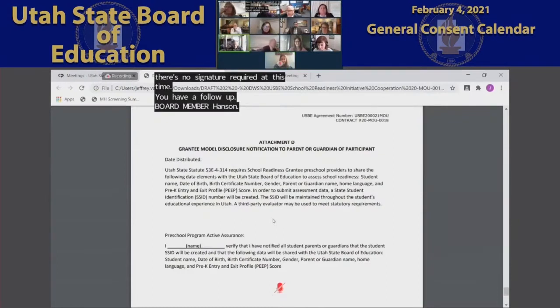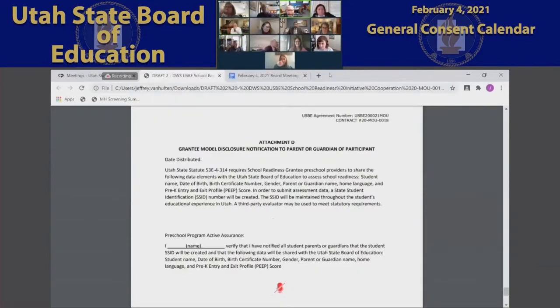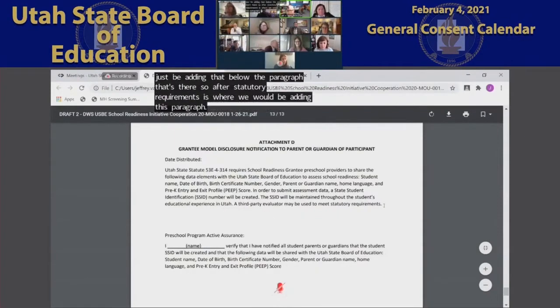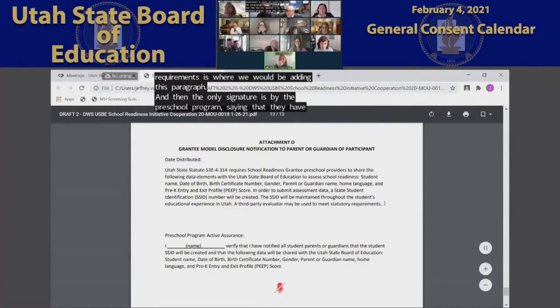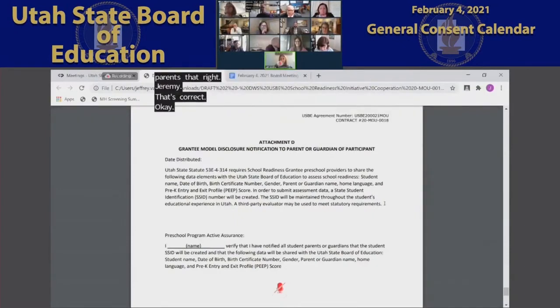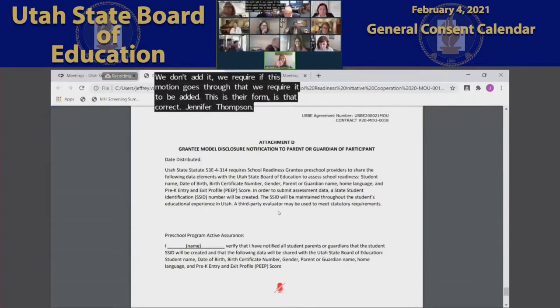Okay. That clarifies. We don't add it. We require, if this motion goes through, that we require it to be added. This is their form. Is that correct, Jennifer Thompson? This would be our requirement put into the MOU that the providers would have this form in their packets, and then they would be submitting that statement at the bottom that they have verified that they've notified all families, so that we not only have the notification, but the school or LEA saying we have done our due diligence as well and made sure every parent has seen this information.